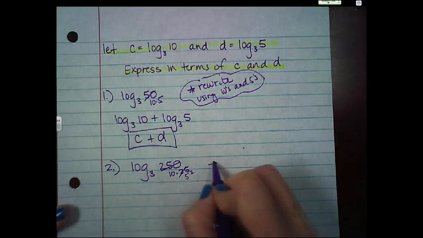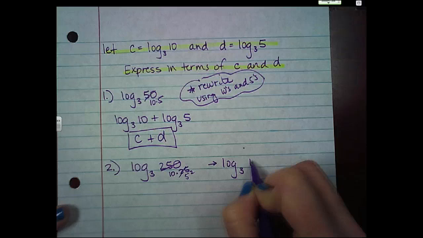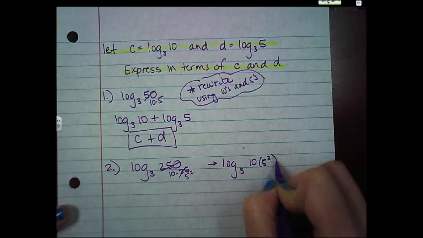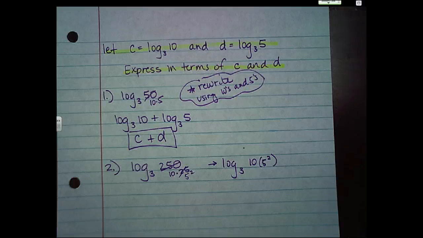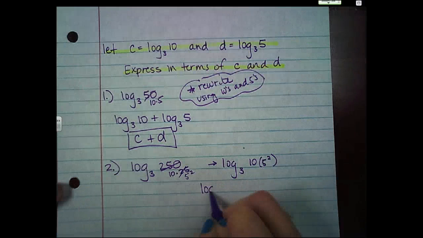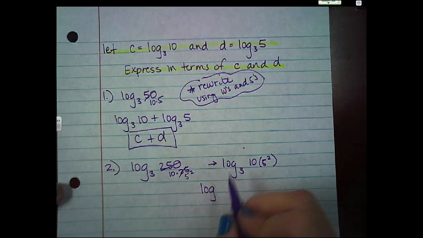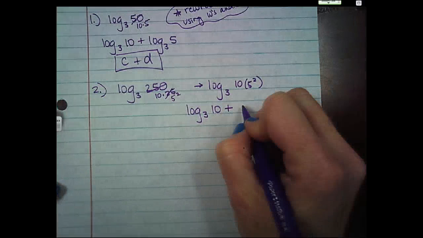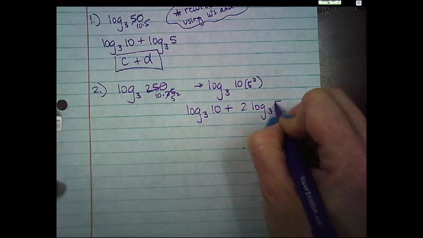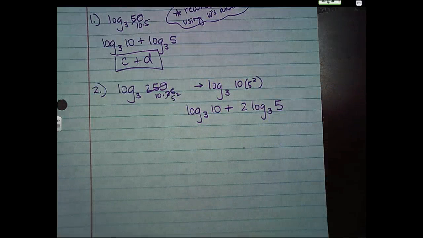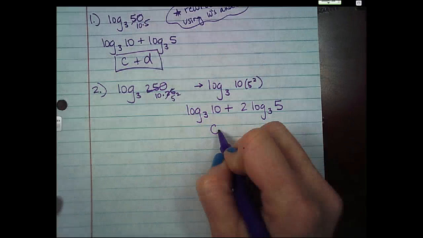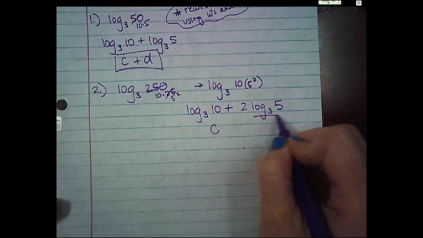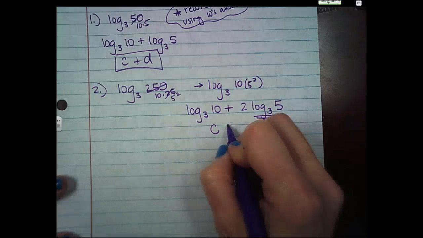So what you have now, basically, if you don't see that, is log base 3 of 10 times 5 squared. Well, times means add. So let's do the 10 first. Log base 3 of 10 plus, and on this 5 squared, the 2 goes in front. So 2 log base 3 of 5. Well, log base 3 of 10 has a value of C. And how many log base 3s of 5 do I need? 2, so plus 2D.